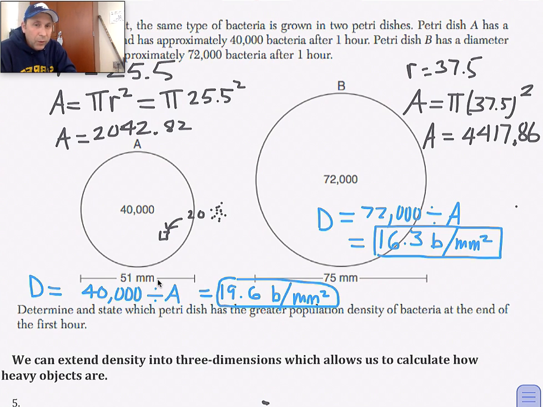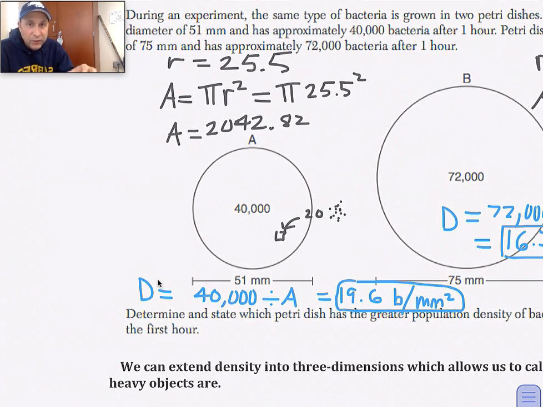All right, looks like a lot of work, but not really. In this question, we'll just focus on one of the petri dishes first. They're telling me that the diameter of petri dish A was 51. That means the radius is 25.5. Why would I need the radius? Well, I need to know how big the plate is, and the plate is the area of the petri dish. So it would be pi r squared for the area. If I calculate the area, it comes out to a little bit more than 2,000 square millimeters.